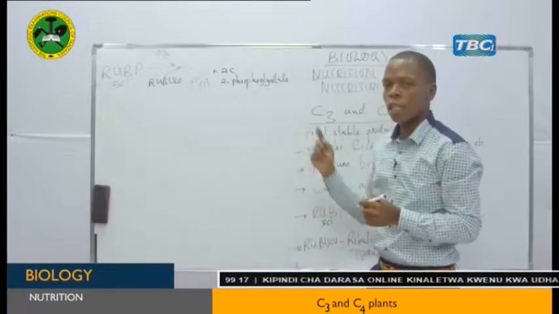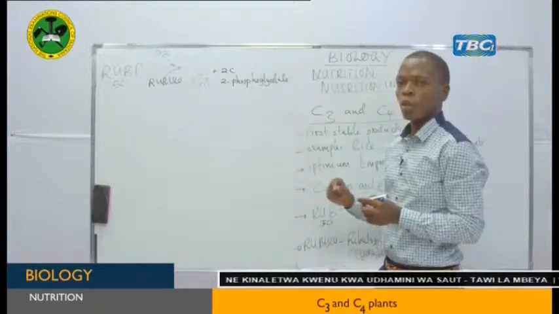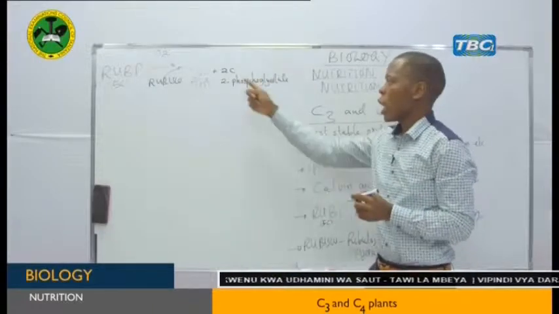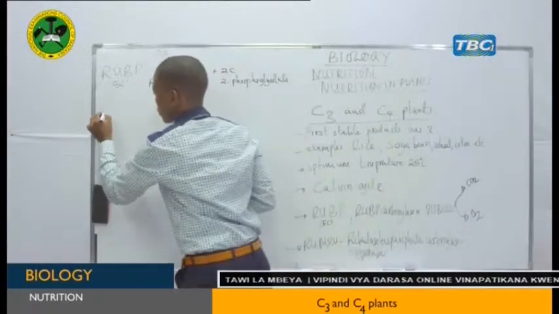Therefore the process in which the Rubisco fixes oxygen to the RuBP to form 3 carbon compound and 2 carbon compound, we call it photorespiration.